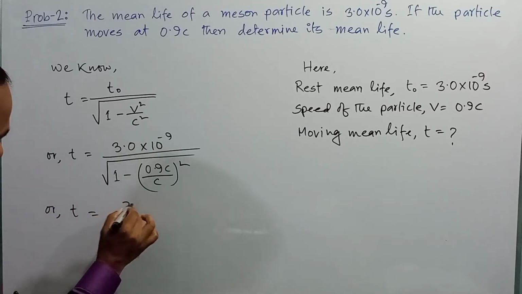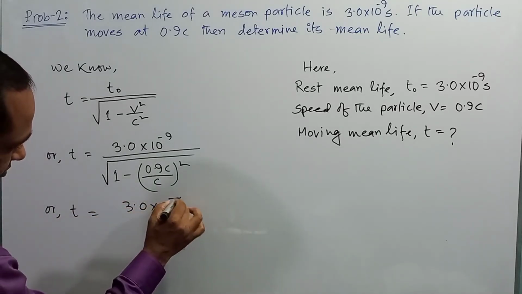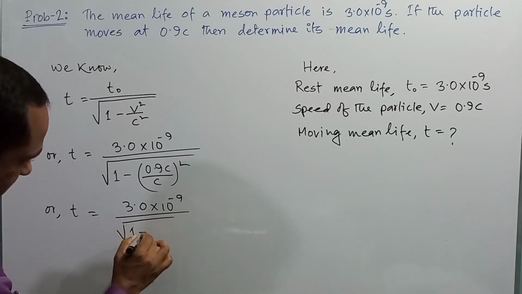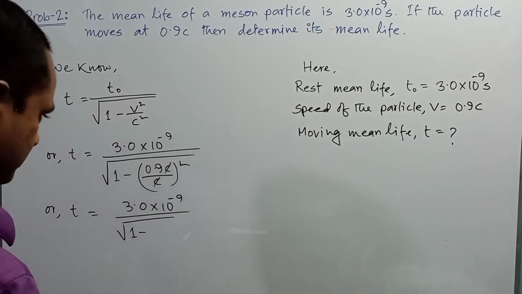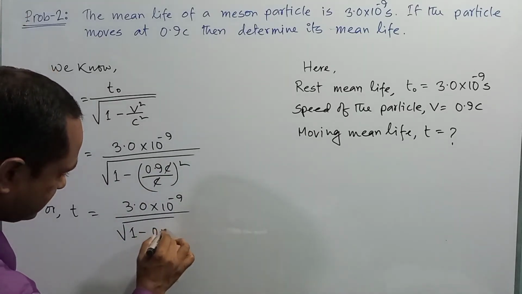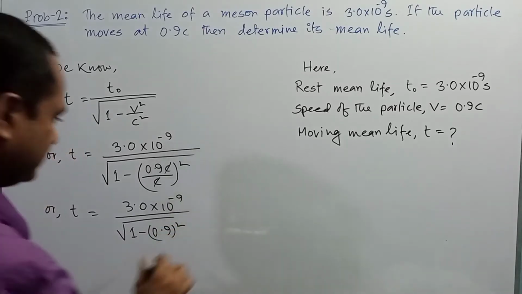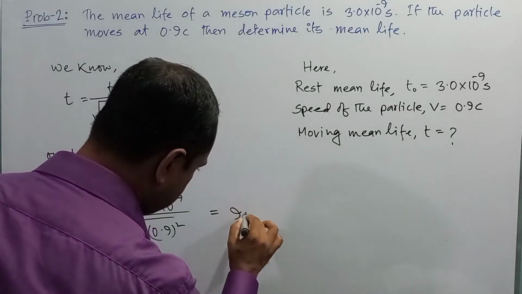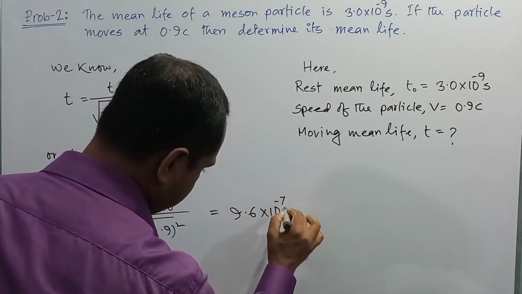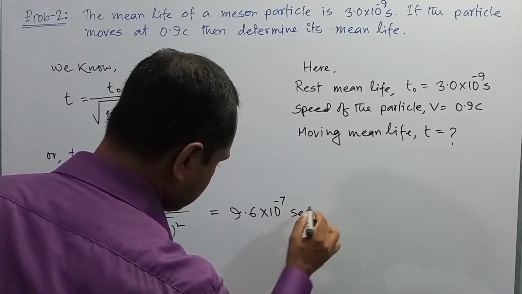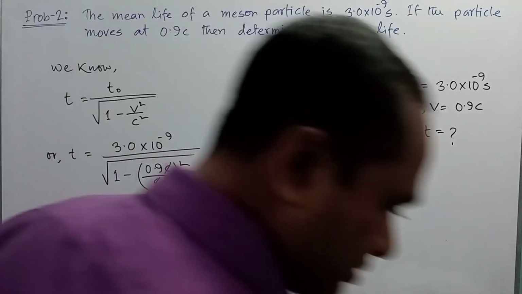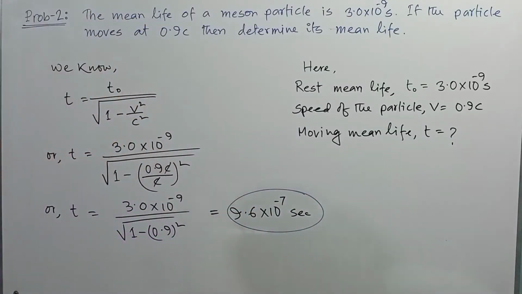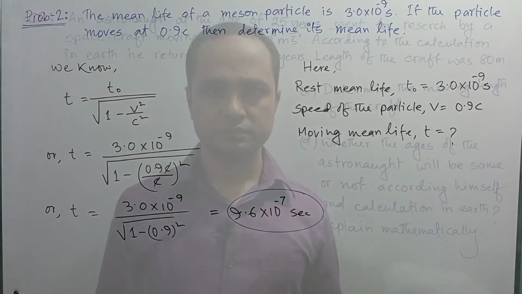So T is equal to 3.0 into 10 to the power minus 9 divided by 1 minus, after cancelling c from both parts, 0.9 squared. After the calculation you will get 9.6 into 10 to the power minus 7 seconds. So dear student, this is the moving mean life of the particle.